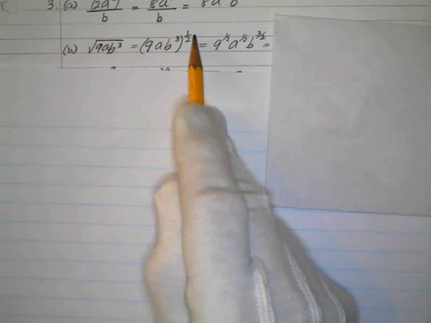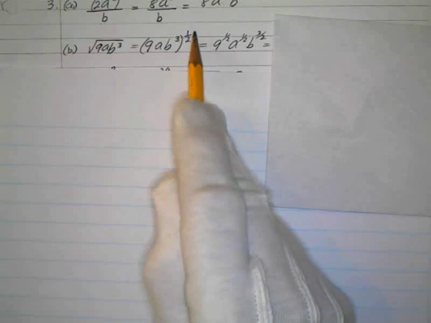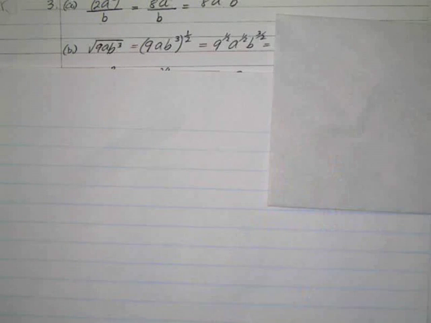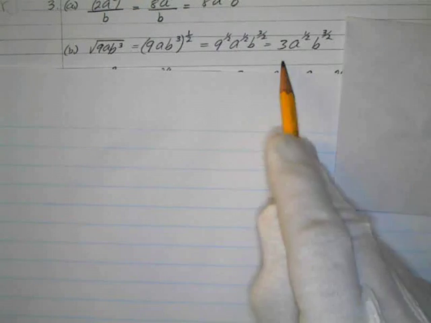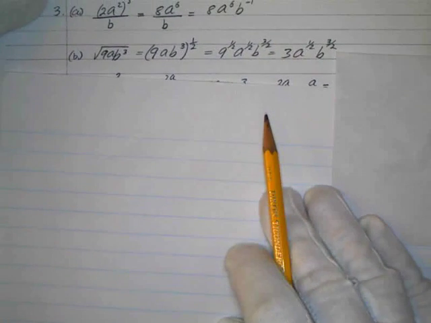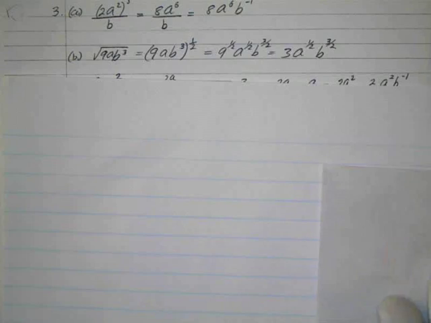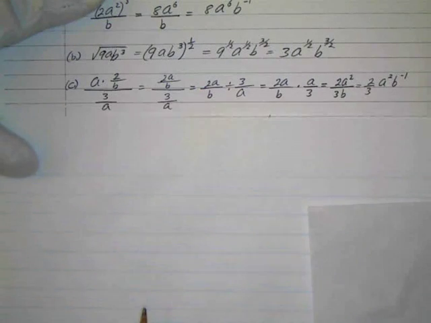And then I raise each of these to the 1/2. So 9 to the 1/2, a to the 1/2, and b to the 3 times 1/2, which is 3/2. And then I just take the square root of 9. And then these are in the form that they want. And you can always check your answers. They're algebraically equivalent. It's just making sure that you get your answer in the same form.